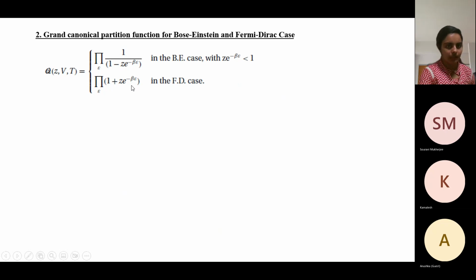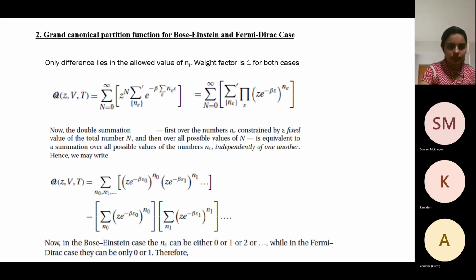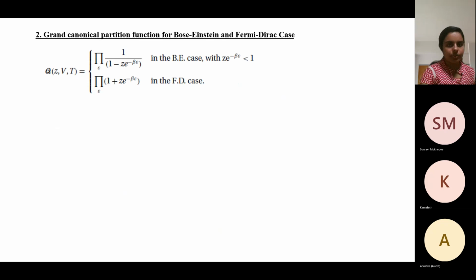n can be either 0 or 1. And then you do a product over all possible values of epsilon, so as to consider the freedom of choosing the different energy states. So this is your Fermi-Dirac case. For the Bose-Einstein case, you don't have any restriction, so if you include that, you would get this value for the grand canonical partition function. This is how the grand canonical partition function looks for bosons and fermions respectively.